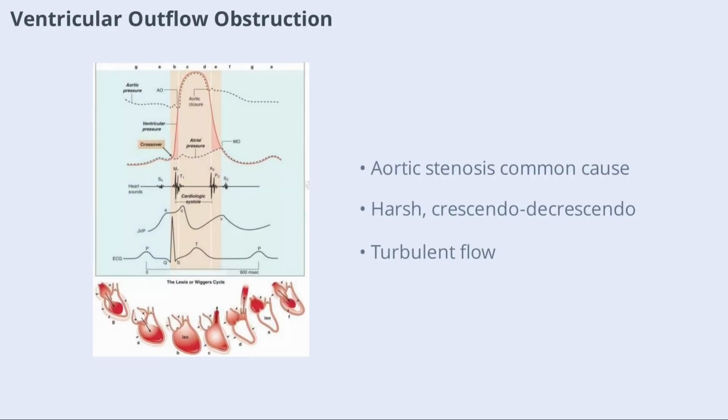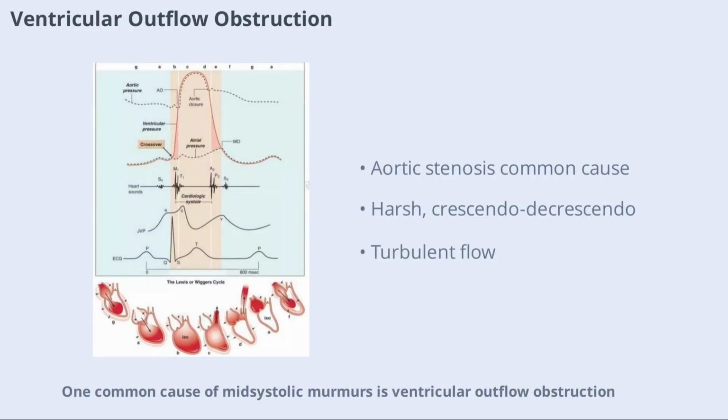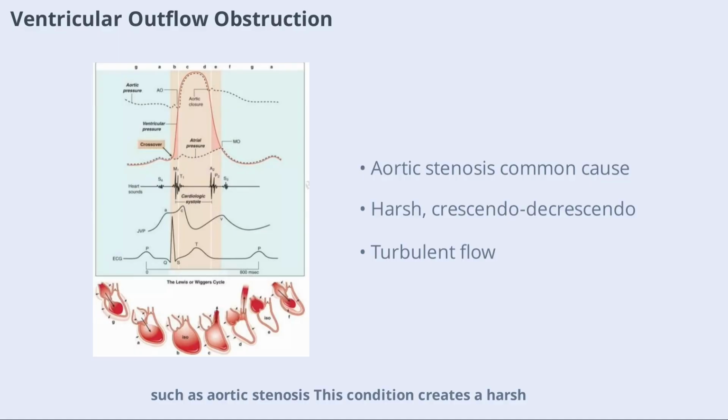One common cause of mid-systolic murmurs is ventricular outflow obstruction, such as aortic stenosis. This condition creates a harsh crescendo-decrescendo murmur due to turbulent flow across the narrowed valve. The murmur's characteristics, including its timing and radiation, help distinguish it from other types.